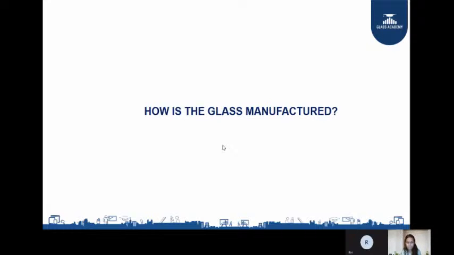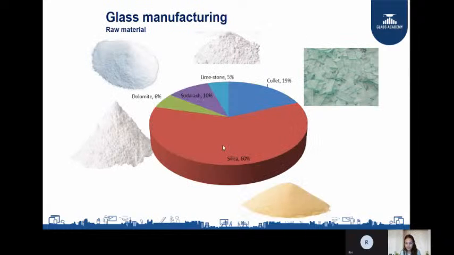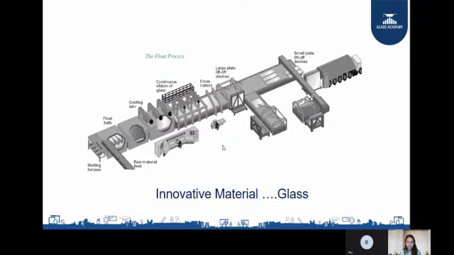So first we will see what the basics of glass are, what the different types of glass are, what the different applications of glass are, right? But before that, first we will see how glass is manufactured. What is the process by which glass is manufactured? What are the raw materials which are used to manufacture the glass?